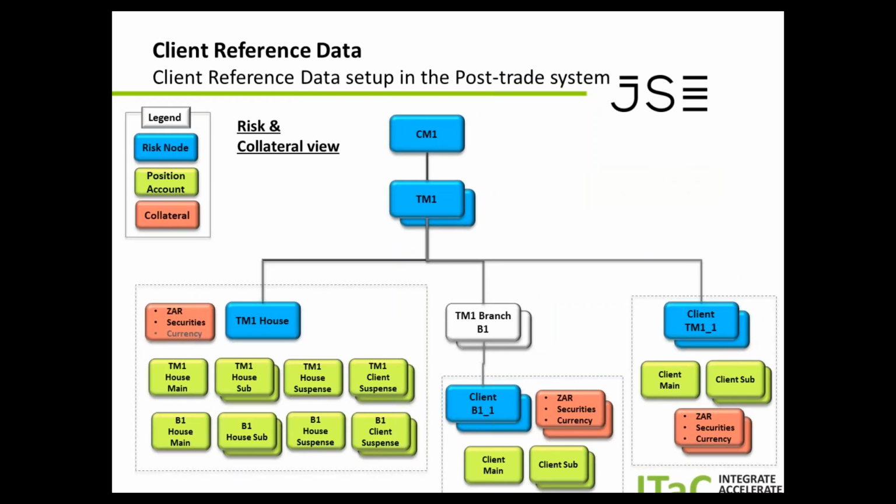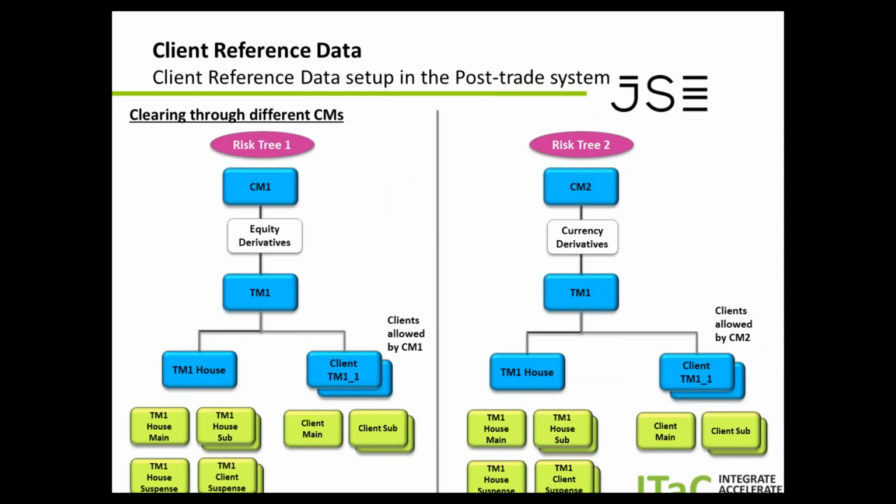It's just segregation of the collateral, and then this instance is where a trading member will have two different clearing members, so two different markets. In the first market, the equity derivatives market, he belongs to clearing member 1, so all the risk nodes and position accounts will be there. And then here, he belongs to clearing member 2, but that clearing member 2 will only see the currency derivative stuff that's allowed for this trading member and client. This clearing member will see everything for equity derivatives.